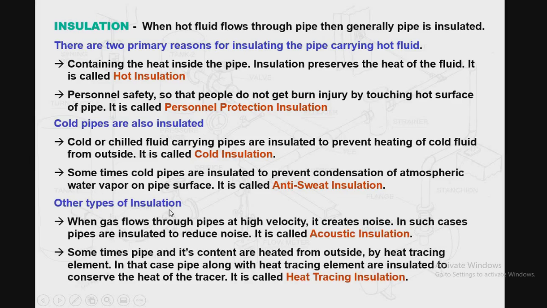Other types of insulation. When gas flows through pipes at high velocity, it creates noise. In such cases, pipes are insulated to reduce noise. It is called acoustic insulation. Number 2, sometimes the pipe and its content are heated from outside by a heat tracing element. In that case, the pipe along with the heat tracing element are insulated to conserve the heat of the tracer. It is called heat tracing insulation.